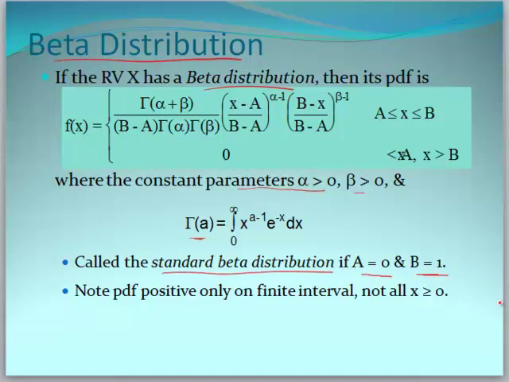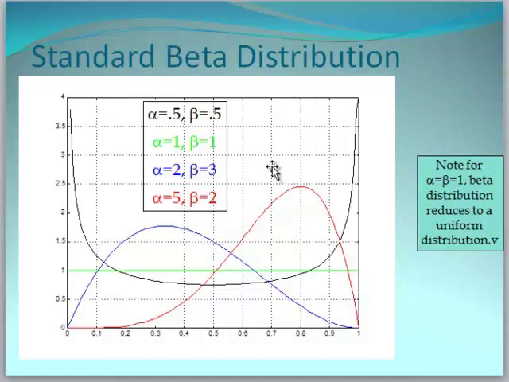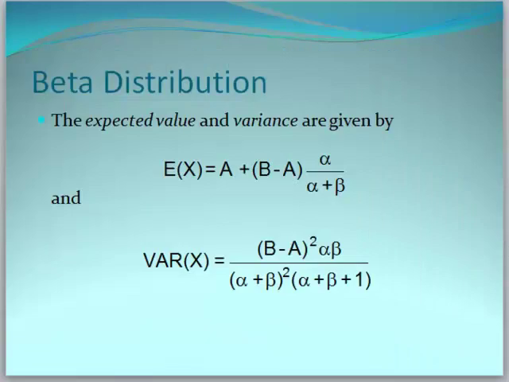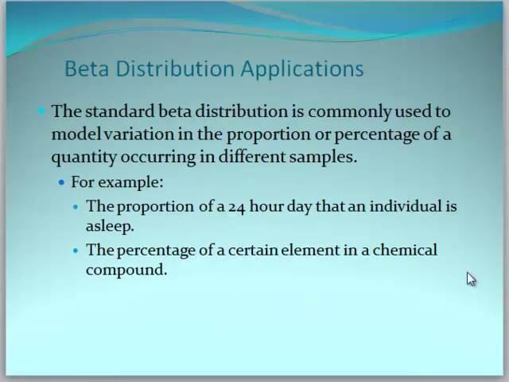And this probability density function is positive only on a finite interval. So it's not for all x greater than or equal to 0. Here's your standard beta distribution right here. And you can see by varying your parameters, you can get all sorts of interesting shapes. And if alpha and beta are 1, then this distribution reduces to the uniform distribution. So here's the expected value and the variance, just these common formulas.